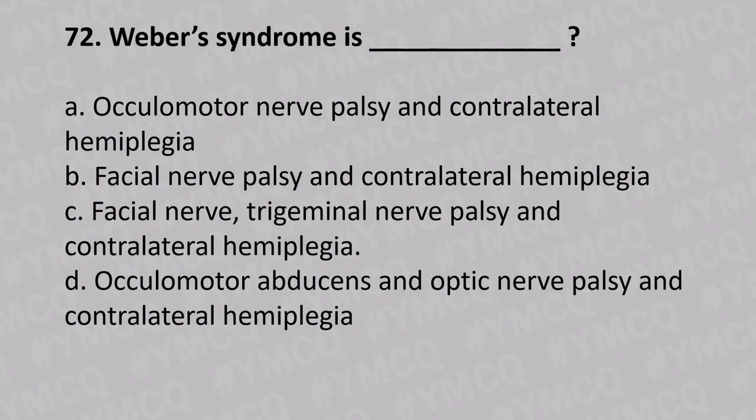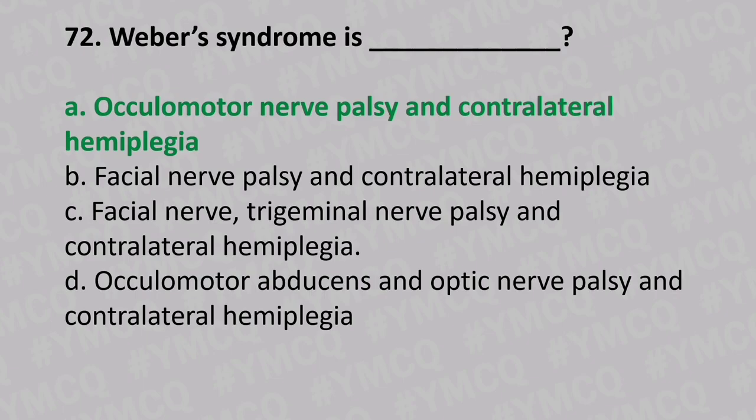Weber syndrome is dash. Option A, oculomotor nerve palsy and contralateral hemiplegia. Option B, facial nerve palsy and contralateral hemiplegia. Option C, facial nerve, trigeminal palsy, contralateral hemiplegia. Option D, oculomotor, abducens and optic nerve palsy and contralateral hemiplegia. And the answer is option A, oculomotor nerve palsy and contralateral hemiplegia. Moving to our 73rd question.